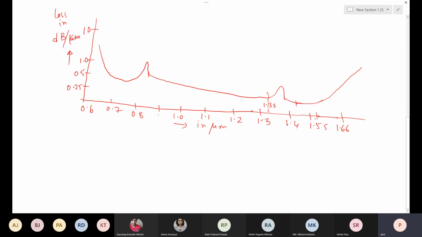Around 1.55 we have another low loss zone. Typically the lowest loss is around 1.55. However, optical fiber communications are also used at 1.33 because dispersion is minimum around this point.